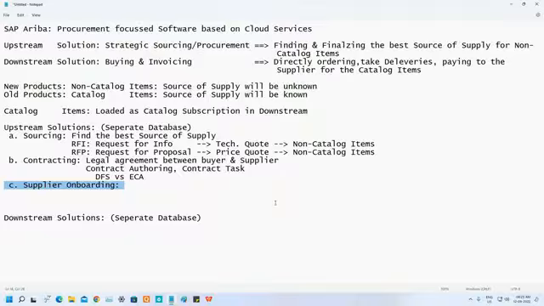Now, if you go to any theoretical trainer, they will say upstream starts with supplier onboarding. Why? Because immediately they will say we are going with the SAP standard process. What is the SAP standard process saying? Boss, onboard a new supplier. Very good. Onboard a new supplier. So everybody will say, okay, yes, Manoj.